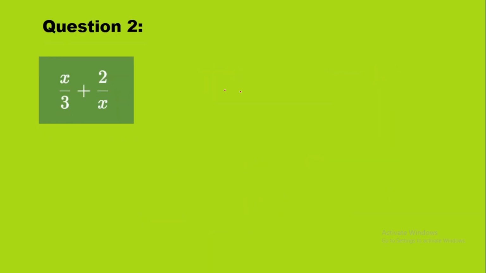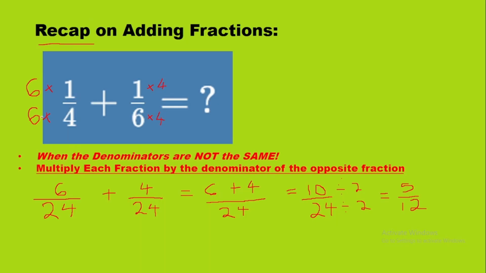Moving on. Question 2 is our intermediate question, and what we realize about this question is that it has two different denominators. When it has two different denominators, we're going to apply the same concept that we used when adding the regular fractions, which is right here. When the denominators are not the same, multiply each fraction by the denominator of the opposite fraction.